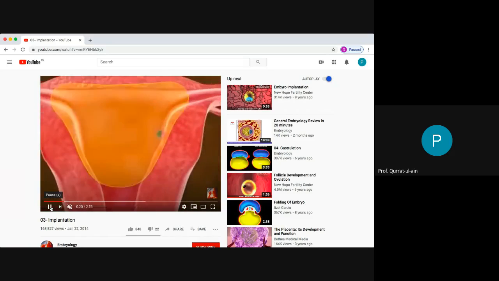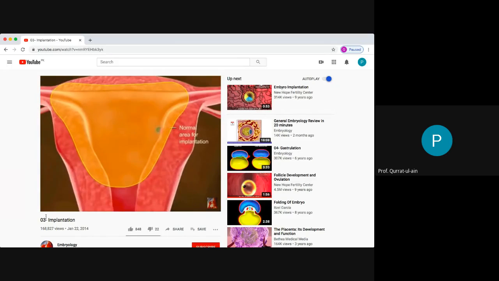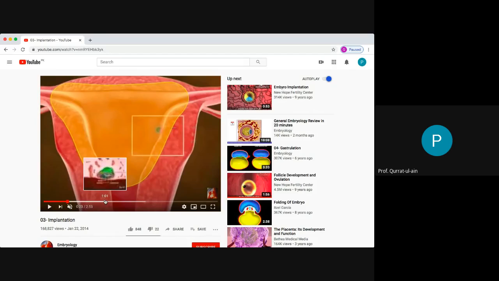Let's see what happens next. It will erode. Now, this is an important point here. They've highlighted this part of the uterus, showing you that this part of the uterus is the posterior part. Posterior means the superior and the posterior wall of the uterus, where the implantation will occur. If the implantation occurs somewhere here, this is an abnormal implantation. The implantation must occur in the posterior and the superior part. So let's see what happens next.